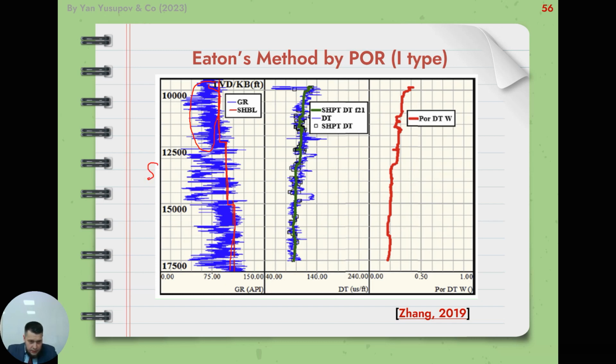Okay, sands, and on the right border of the shale line, clays. The next calculation is used only for clays. The shales it doesn't account for.